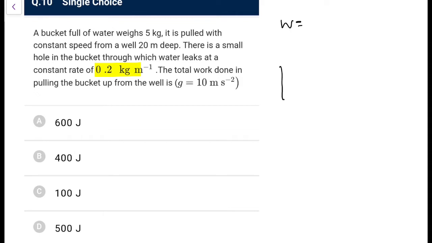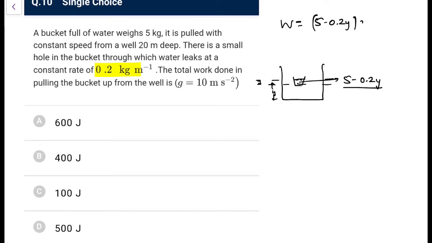So we have 0.2 kg per meter dropping down. Let's say at height y, the mass remaining would be 5 minus 0.2y. And in pulling it up by a small distance dy, the work done would be m into g into dy. So m is 5 minus 0.2y into g into dy. And now we need to add those works, and the y limit will go from 0 to h, that is 20. So that is the way you will do.